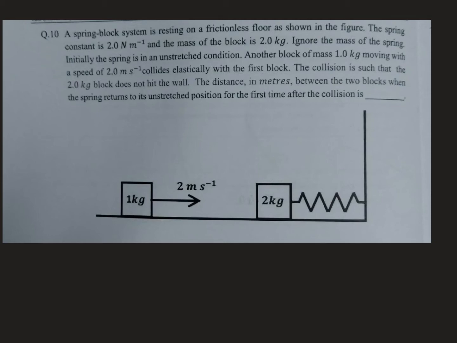Another block of 1 kg, moving with a speed of 2 meter per second, collides elastically with the first block. The collision is such that the 2 kg block does not hit the wall. What is the distance between the two blocks when the spring returns to its unstretched position for the first time after collision? So let's see what happens after the first collision.